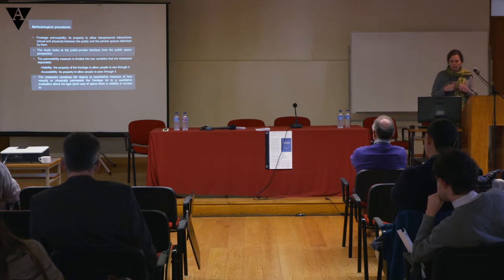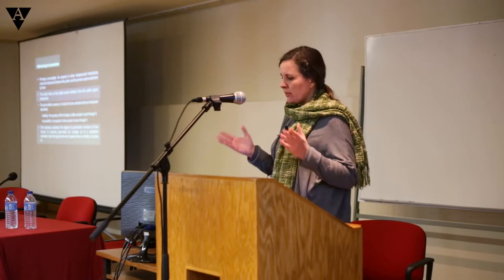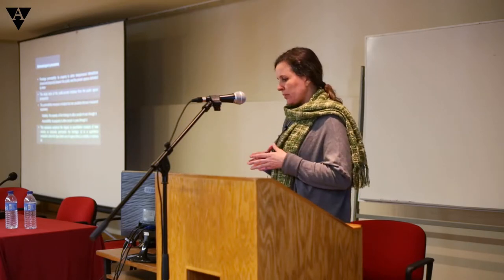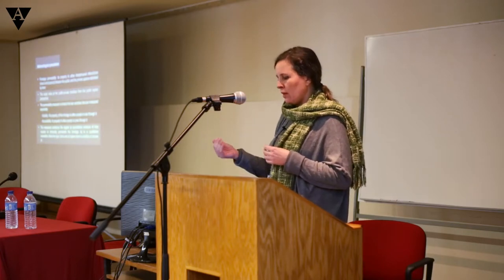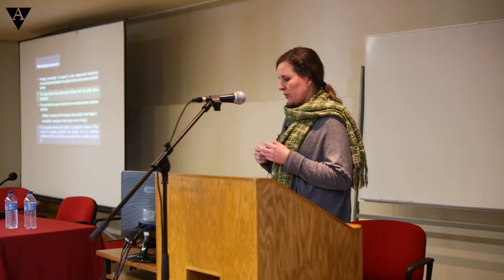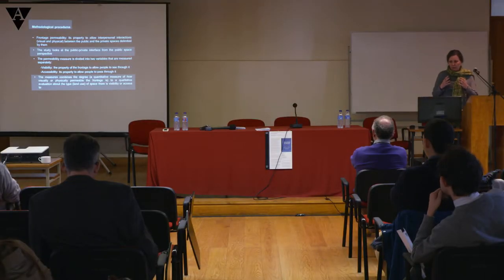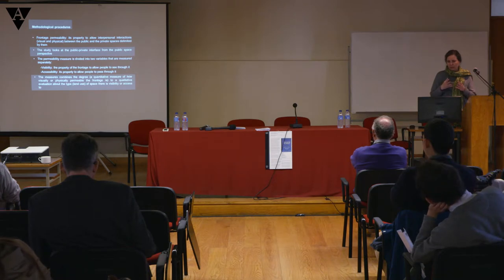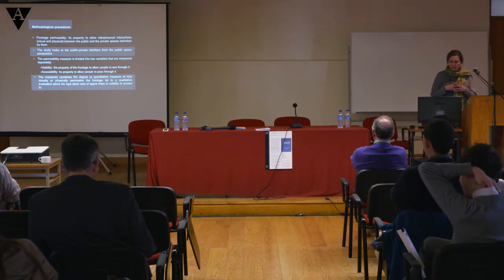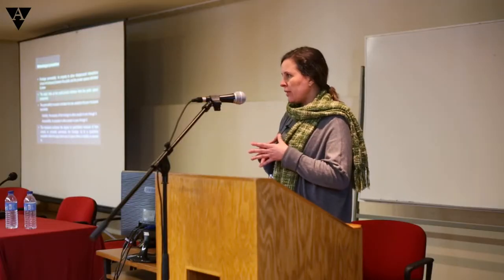The study looks at the public-private interface from the public space perspective, and the permeability measure, as I already said, is divided into two variables that are measured separately. The visibility, which is the property of the frontage to allow people to see through it, and the accessibility, its property to allow people to pass through it. The measures combine the degree, a quantitative measure of how visually or physically permeable the frontage is, with a qualitative evaluation of the type, I mean the land use, of space there is visibility or access to.